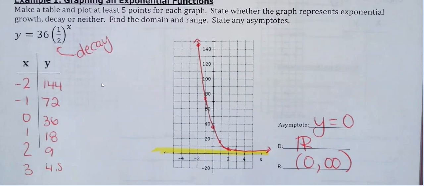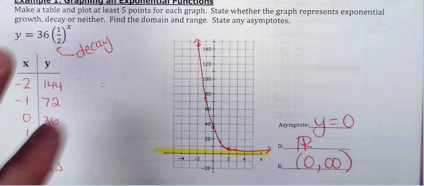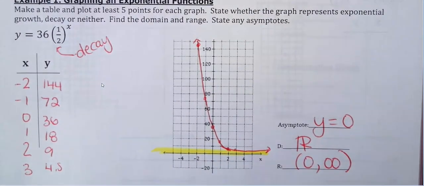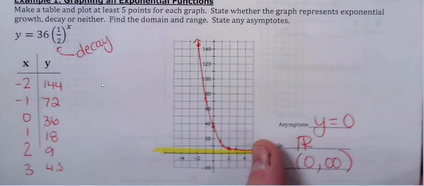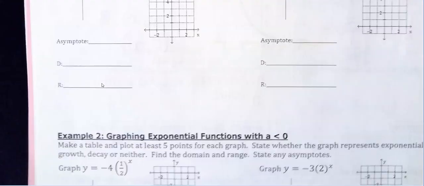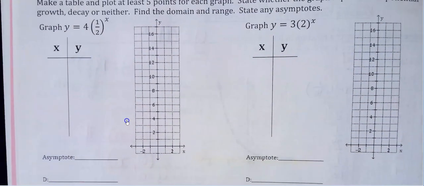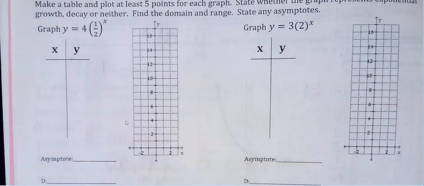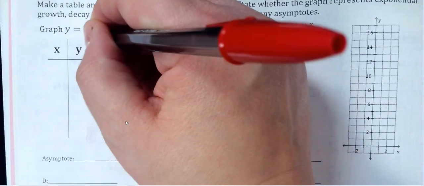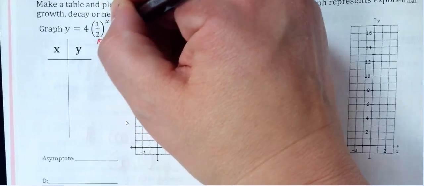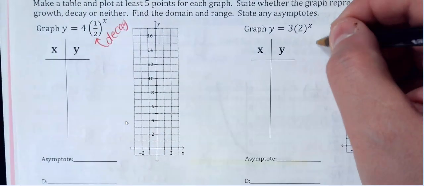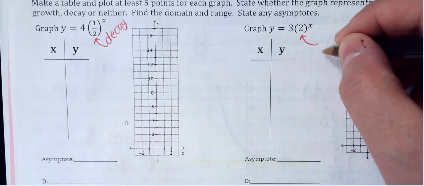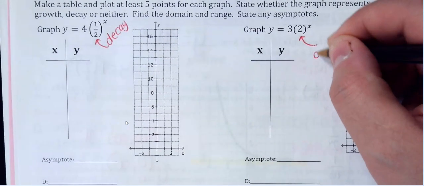Does anybody have a question? Okay. We're going to do 4 graphs on the back, but they're all related to each other. I'm going to have you graph one of these that is growth and one that is decay. The 4 times 1/2 to the x, because the b value is between 0 and 1, is decay. And this one, because the b value is bigger than 1, is going to be growth.